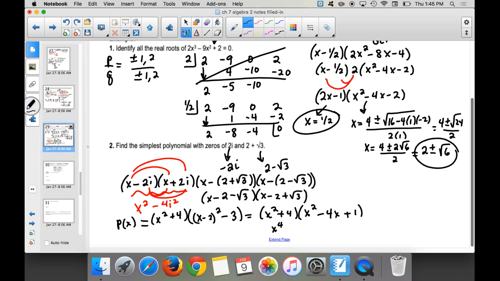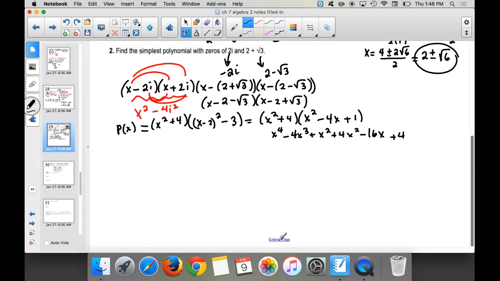All right, x to the fourth minus 4x cubed plus x squared plus 4x squared minus 16x, just write the answer, plus 4. So your final answer should be, did anybody find it? No, you're just like, do it for us, Mrs. Cox. All right, x to the fourth minus 4x cubed plus 5x squared minus 16x plus 4. That's our polynomial.